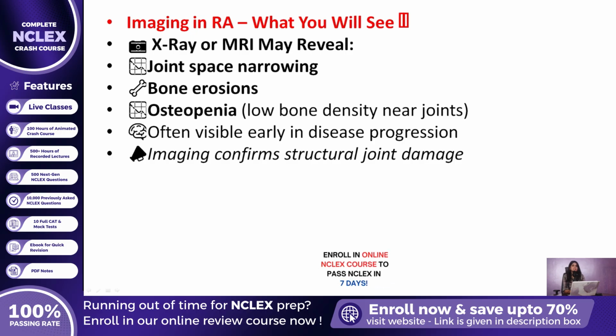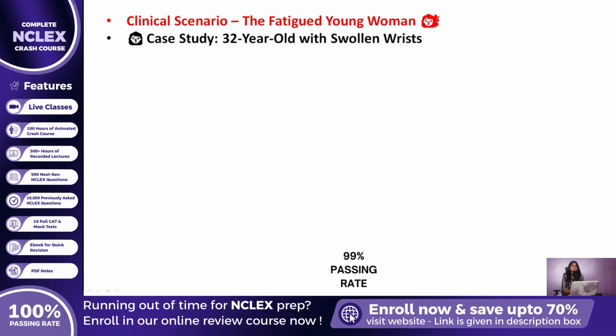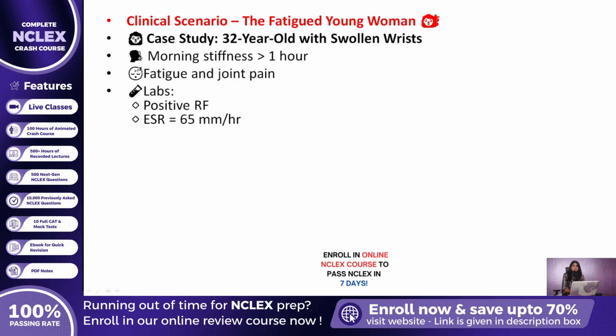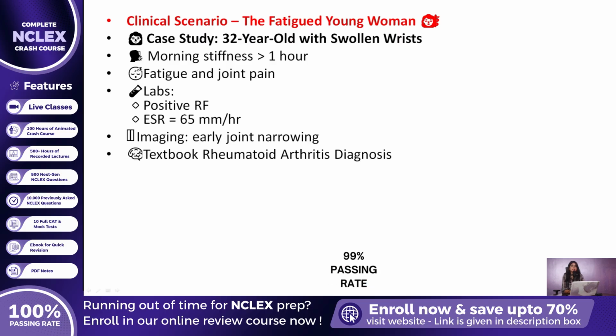Let me give you a realistic example. Imagine a 32-year-old woman who walks into your clinic. She tells you her wrists are swollen, her fingers are stiff for over an hour every morning, and she is just exhausted all the time. Her lab results show a positive rheumatoid factor and an erythrocyte sedimentation rate of 65 millimeters per hour. That combination of joint symptoms, systemic complaints, and lab findings is textbook rheumatoid arthritis.